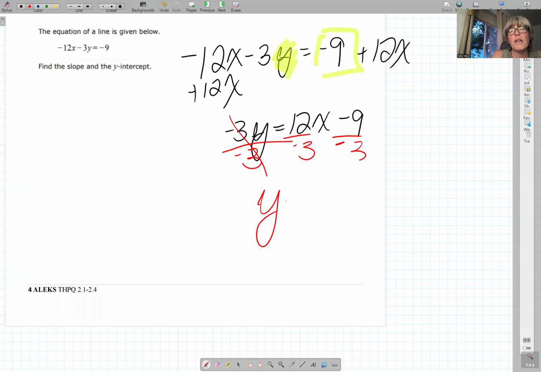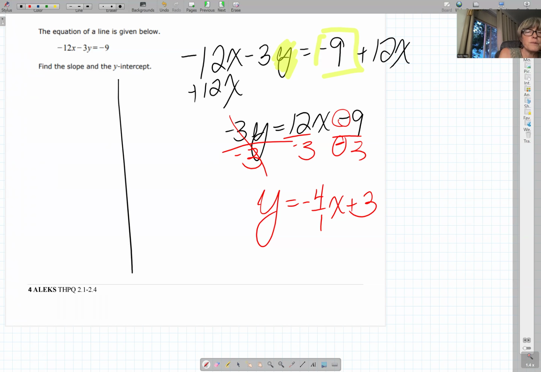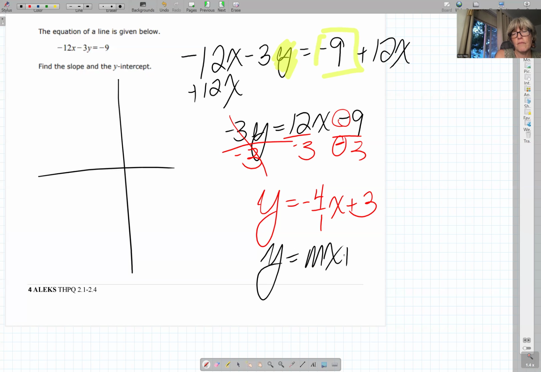So I have y equals, 3 goes in there 4 times. It's negative, so it's going to be negative 4 over 1 x. Double negative makes a positive, plus 3. Now, to graph this, my b is positive 3. That's your y-intercept.